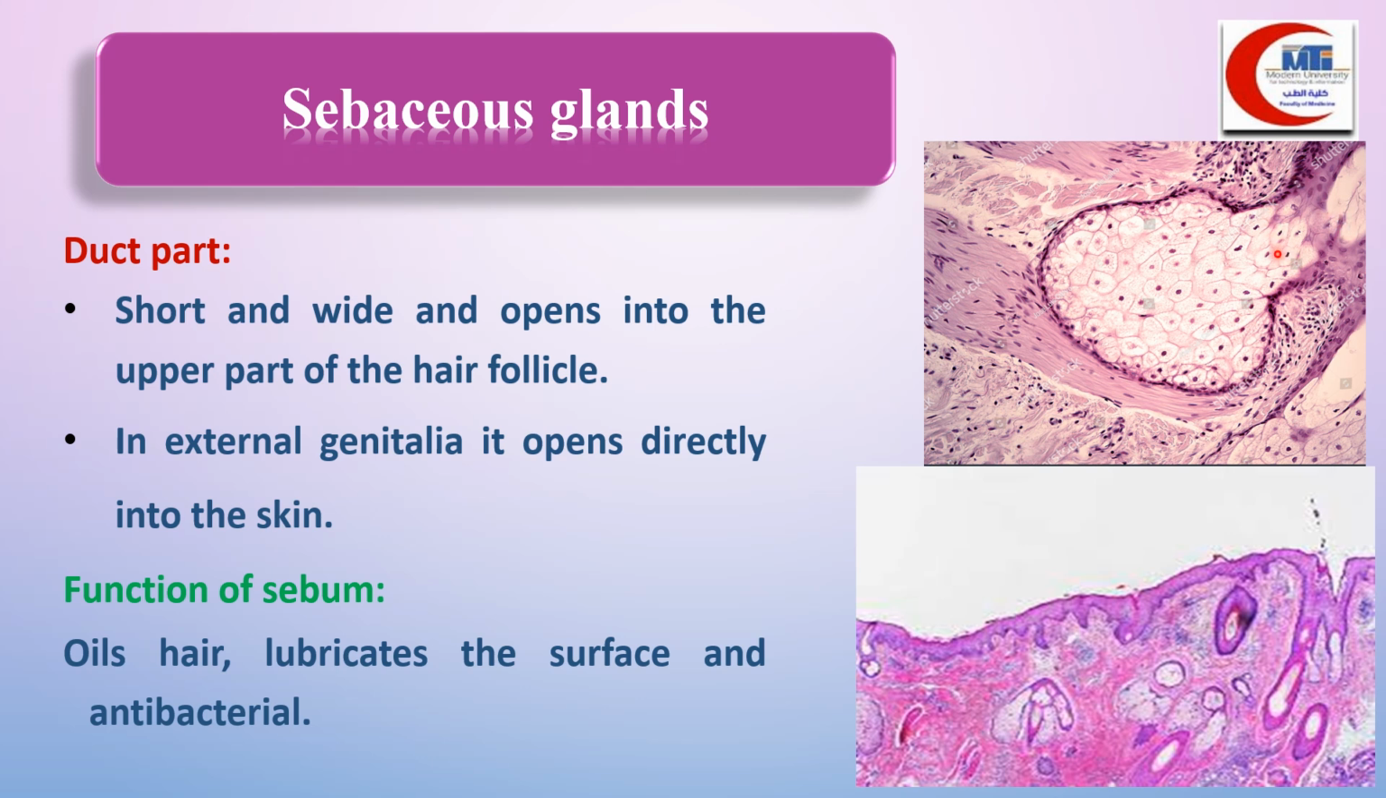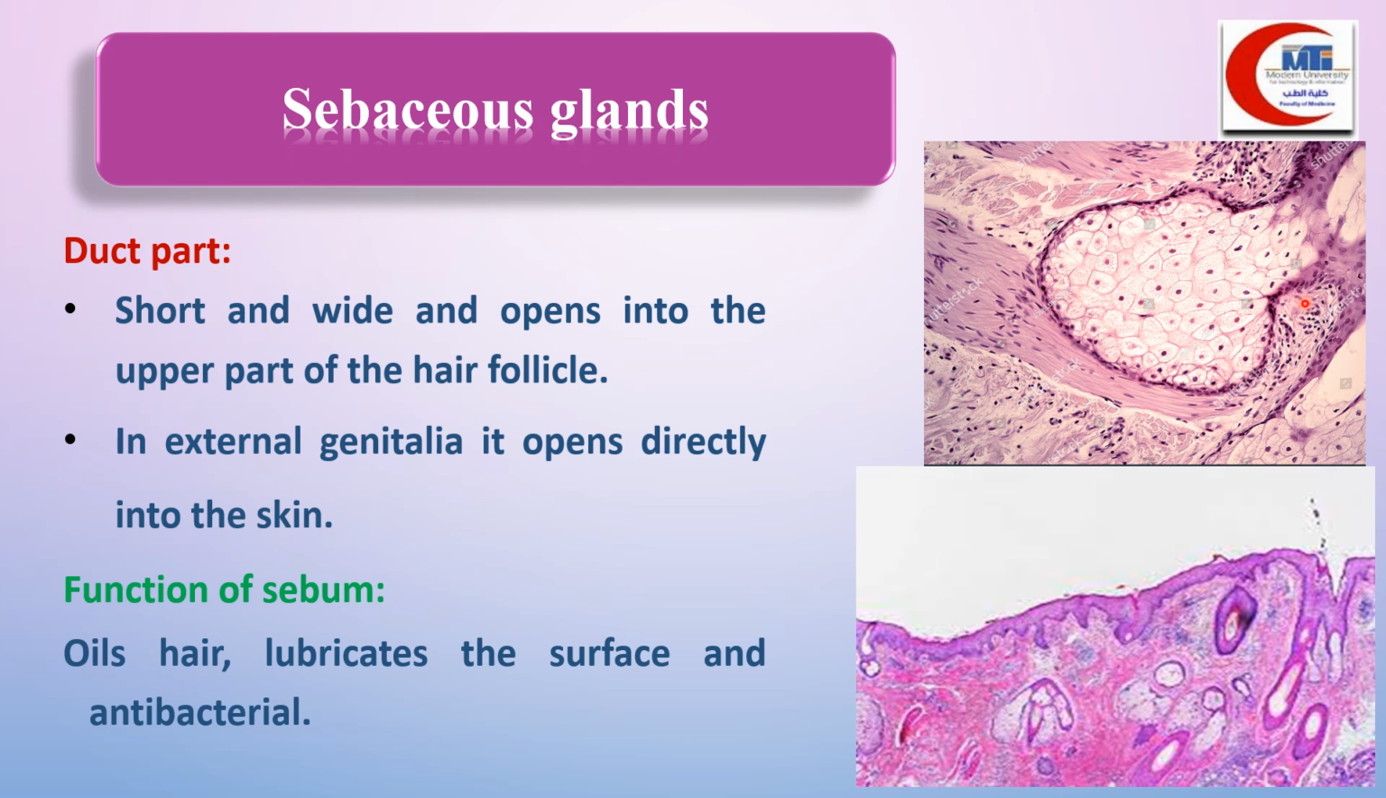Again, this is the duct, and this is the secretory part in the form of alveoli. The secretory part is lined by stratified cells with basal flat cells that proliferate, accumulate fat droplets, and then burst and liberate their content as a holocrine type of secretion. The duct is short and wide and opens into the upper part of the hair follicle. In external genitalia, as we mentioned, it opens directly into the skin.